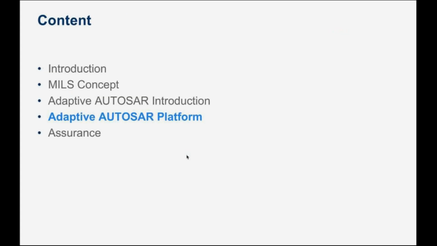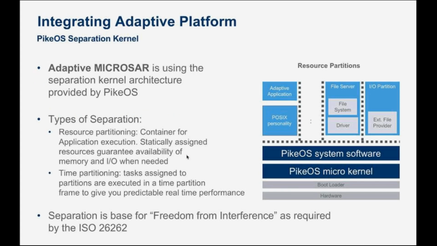So how does the Adaptive AUTOSAR tie into the PikeOS platform? Well, if you remember the architecture slide, we're saying that we need to separate applications, we need to separate different criticalities due to the MILS concept. So Vector has chosen PikeOS to be the foundation, running Adaptive AUTOSAR on PikeOS as one of the MILS foundations.